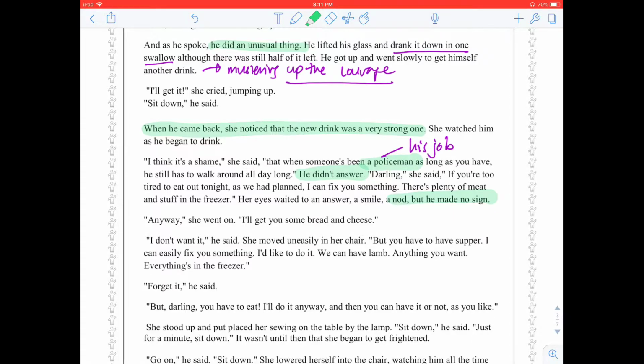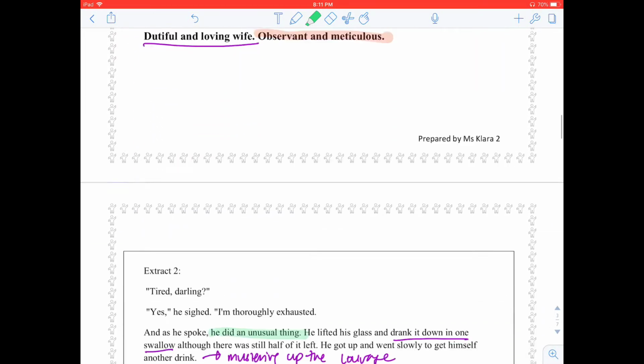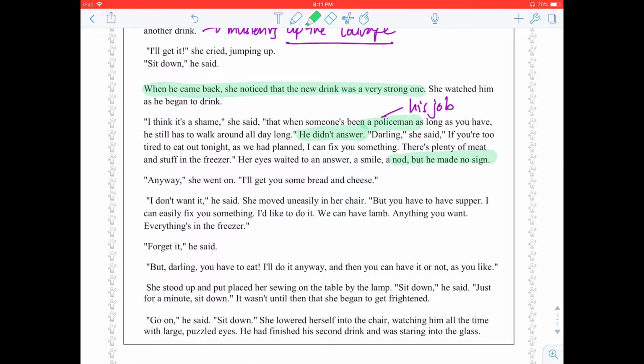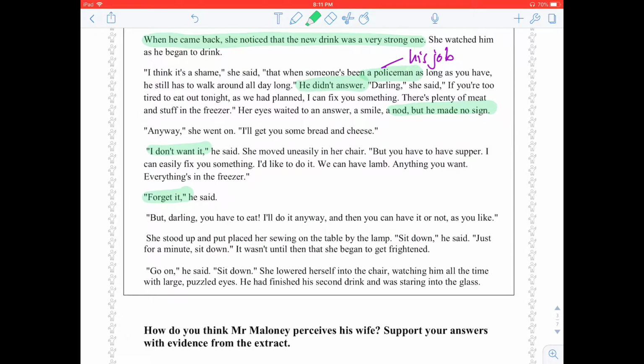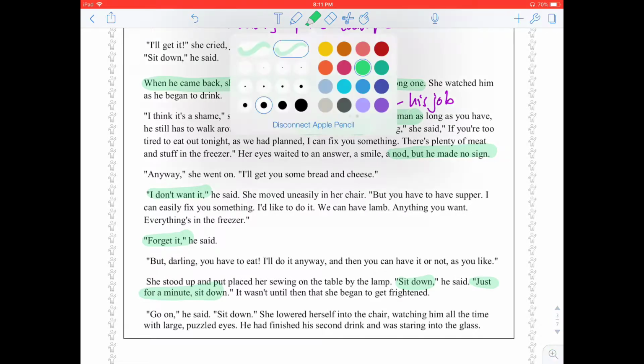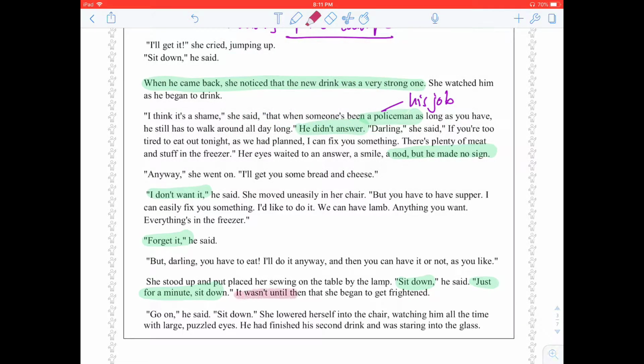So from the very beginning, from extract 1 to extract 2, we see Mary Maloney trying her best to communicate with her husband, but her husband is not giving her anything. All right, look at this. "I'll get you some bread and cheese." "I don't want it." "Forget it." "Sit down. Just for a minute, sit down." So Mary Maloney finally knows that something is going on. It wasn't until then she began to feel frightened.